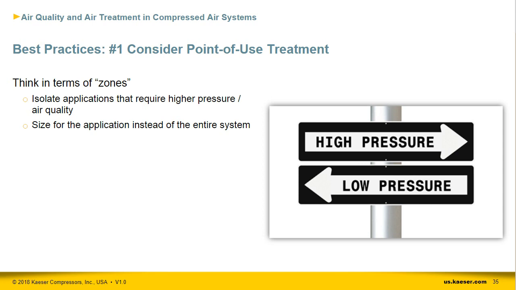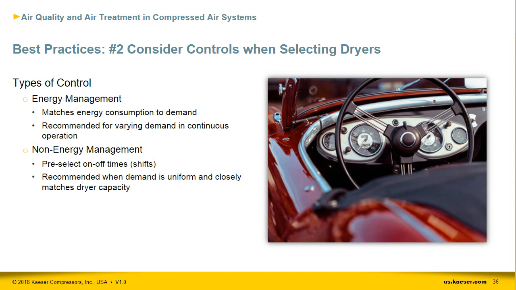Our second tip is to think about controls when selecting a specific dryer model. Two common types of control are energy management and non-energy management. Energy management dryers match energy consumption to demand and are best applied when a system runs continuously and has varying demand loads. These are available in both refrigerated dryers and desiccant dryers. A non-energy management type of dryer could be programmed for on-off times to meet specific shift requirements. This will give energy-saving operation for systems that have consistent demand that is close to the dryer capacity.